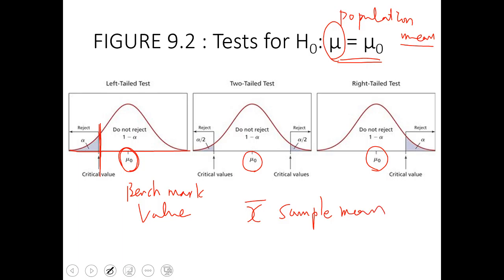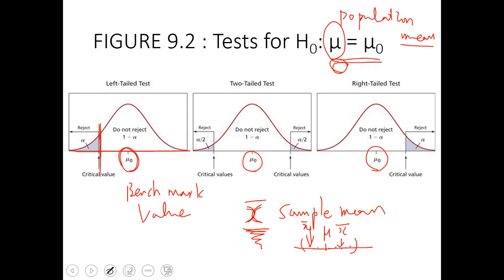We collect the data and calculate the sample mean, and we believe that this sample mean represents the population mean. So this sample mean is somewhere around the population mean, as we studied in the confidence interval.